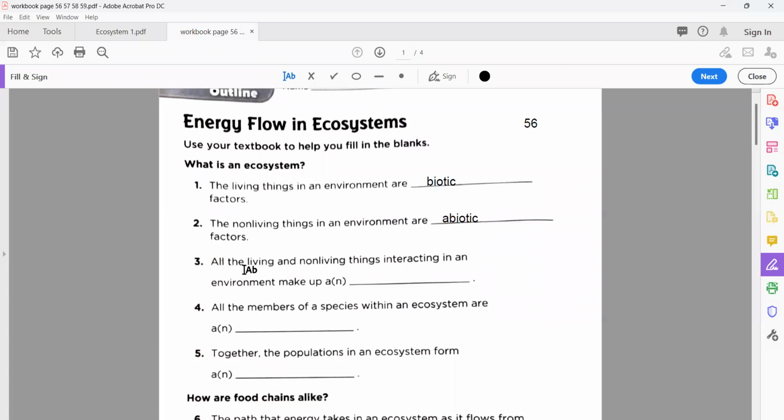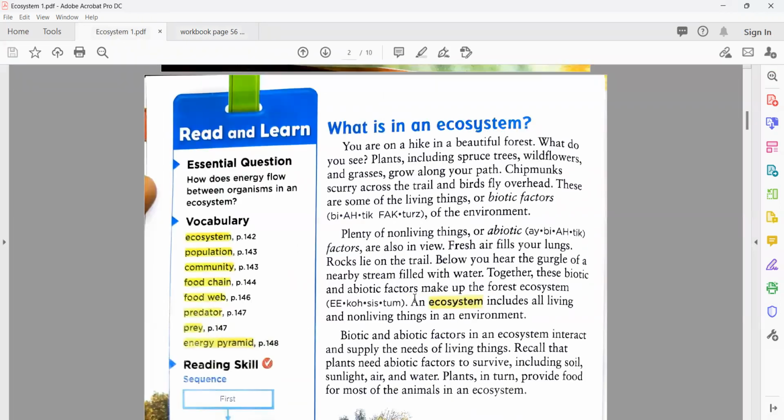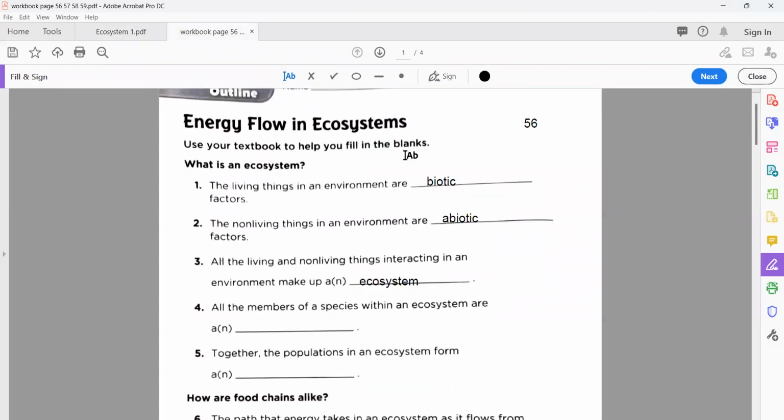Number 3: all living and non-living things interacting in an environment make a dash. What? The correct option is here, ecosystem. Very good. As you know, an ecosystem includes all living and non-living things in an environment. So this is the correct one.